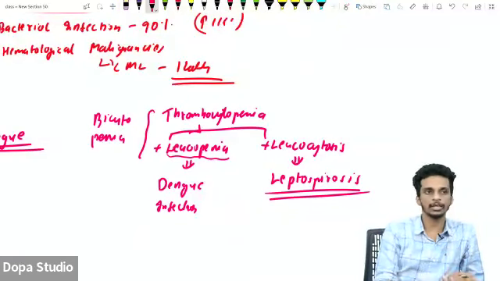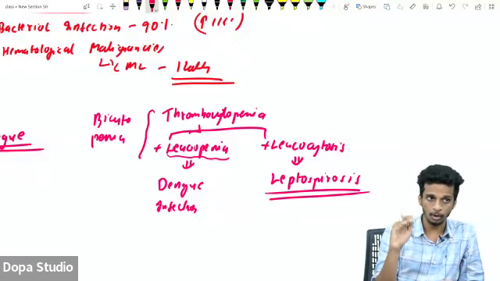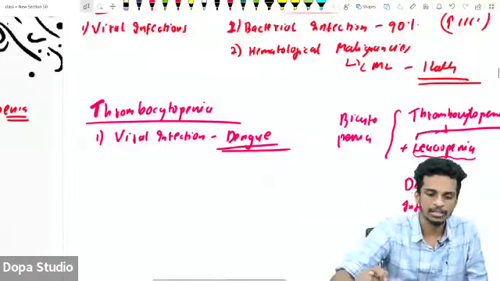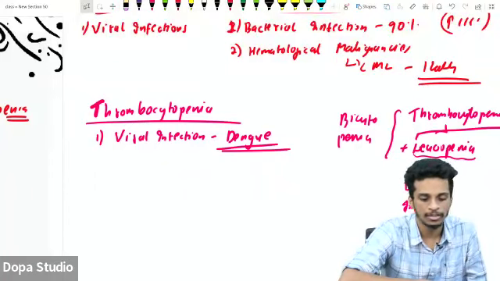So if the patient has thrombocytopenia plus leukopenia, it is usually seen in dengue infection. And if the patient has thrombocytopenia plus leukocytosis, it is usually seen in leptospirosis. I hope it's clear. So whenever I see thrombocytopenia in a patient, I'll first suspect a viral infection like dengue.